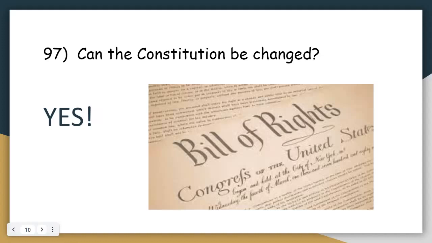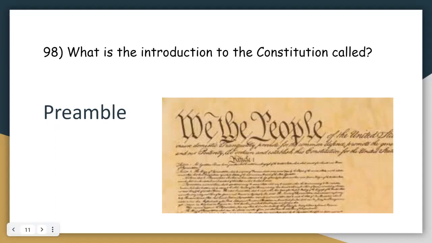Number 97, can the Constitution be changed? Yeah. You pictured as the Bill of Rights, which we could sing that song for you. Those were the first 10 amendments to be ratified. And there are now up to 27 amendments. What is the introduction to the Constitution called? And that is the preamble. That's the part that starts out with "We the people," like the answer to one of the first questions in the citizenship test when we began our study.